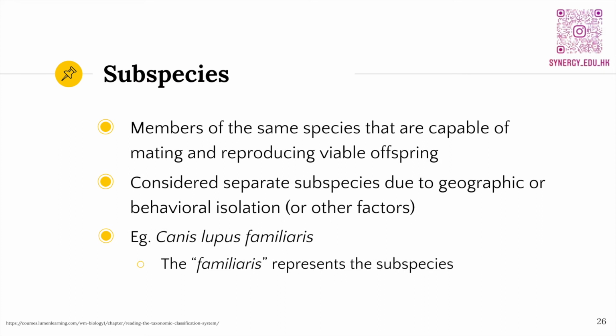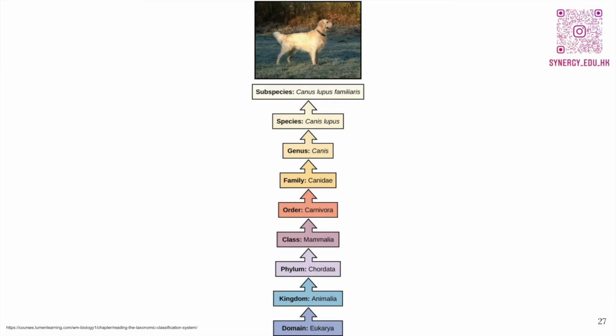So within the group of species, there are also subspecies, and these are members of the same species that are capable of mating and producing viable offspring. These are considered separate subspecies due to their geographic or behavioral isolation, or other factors. For example, in the organism name Canis lupus familiaris, the familiaris will represent the subspecies. So, as you can see here, this is a diagram of a dog showing the domain, kingdom, phylum, class, order, family, genus, species, and subspecies.